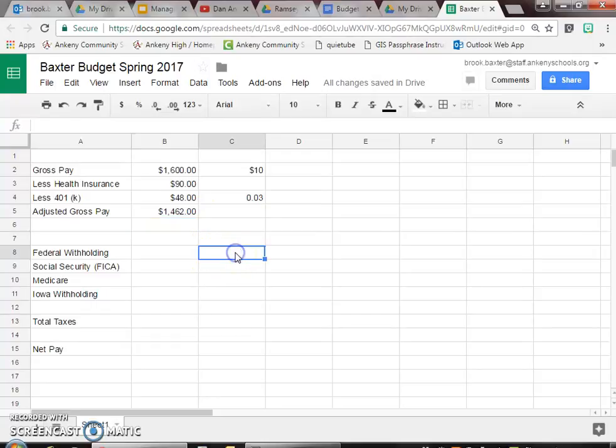Let's go ahead and get our percentages in for our taxes. Federal withholding, we're just estimating here at a pretty low tax rate. We're going to use 13.6, which, remember, when you switch from a percentage to a decimal point, you move your decimal point 2 to the left. So this is going to be decimal point 0.136. Social Security is 6.2%. Moving the decimal point 2 to the left is going to be 0.062.